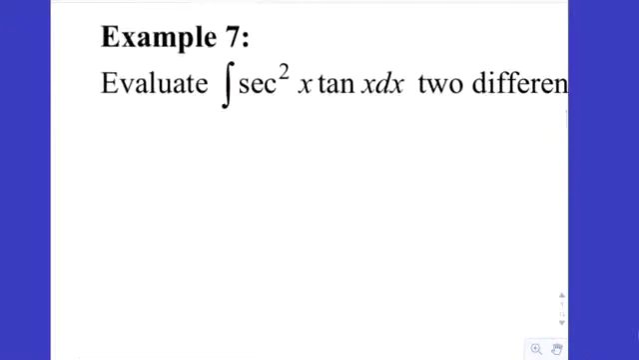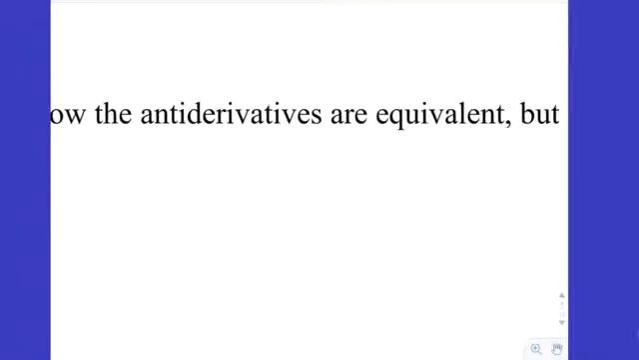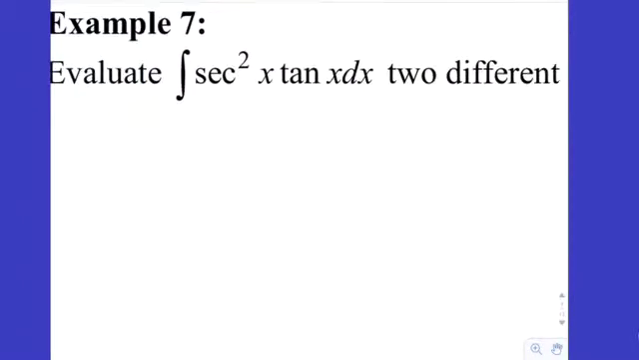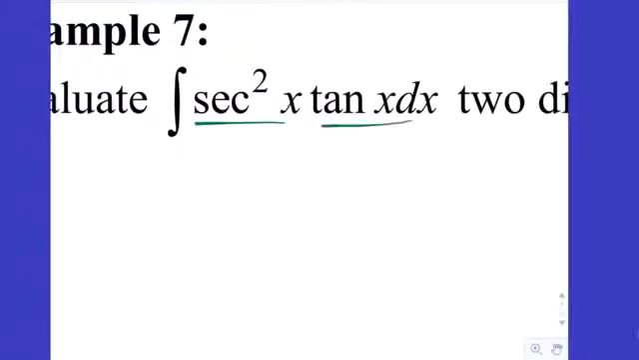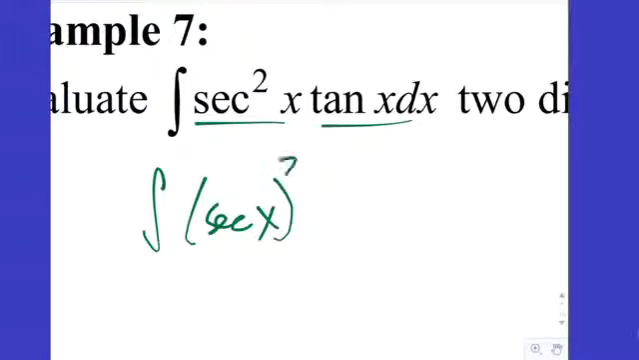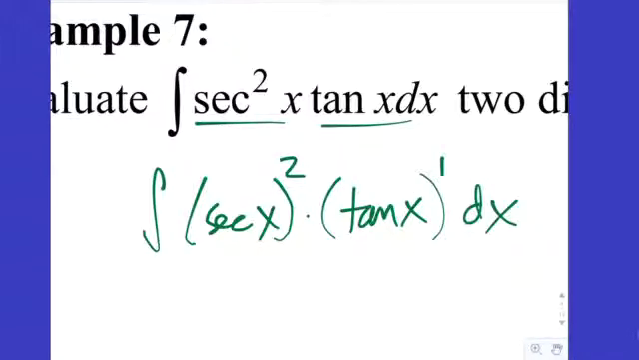Okay, example 7. Evaluate secant squared of tangent of x two different ways and show that they only differ by a constant. So kind of what we just did. All right, so if you look at this one here, you're like, what's up, two factors? Well, if you're not sure what to do, write things in expanded form. You have secant of x quantity squared times tangent of x to the first, right? The more interesting factor, the one with more information, is actually the first one now, right? So let's see if it works.